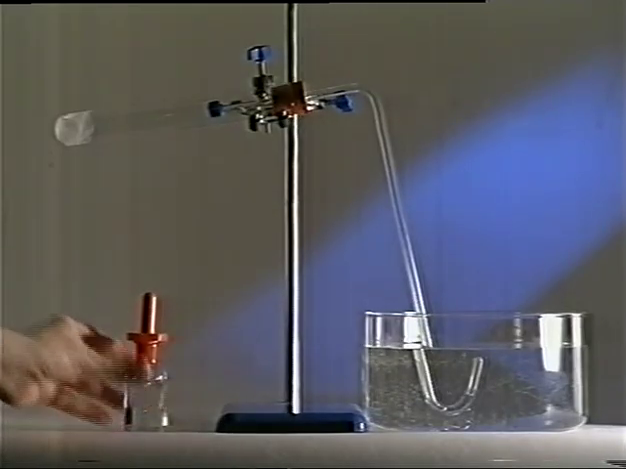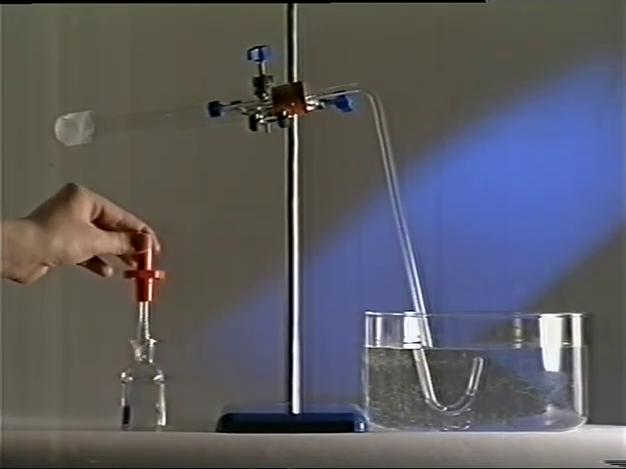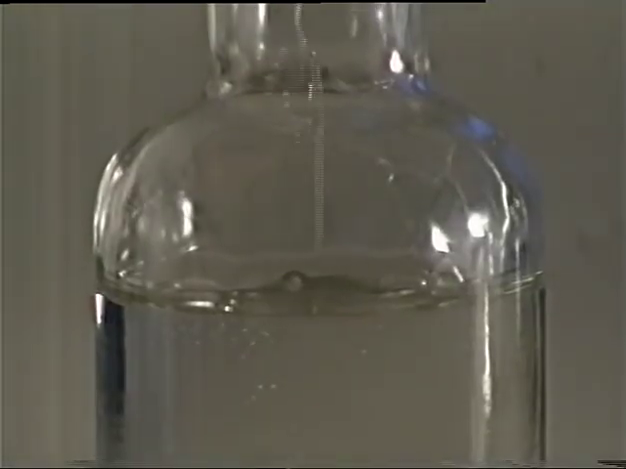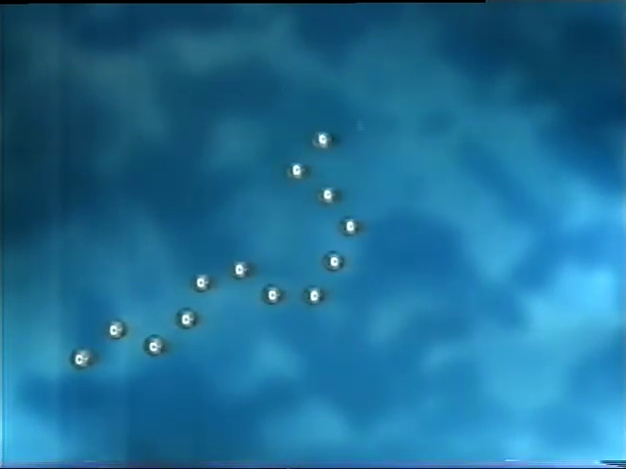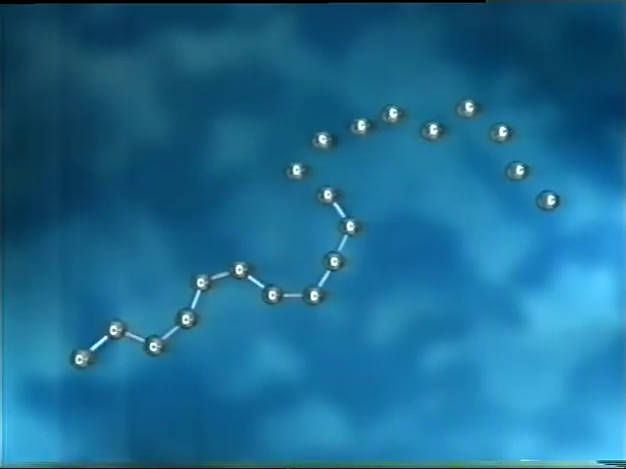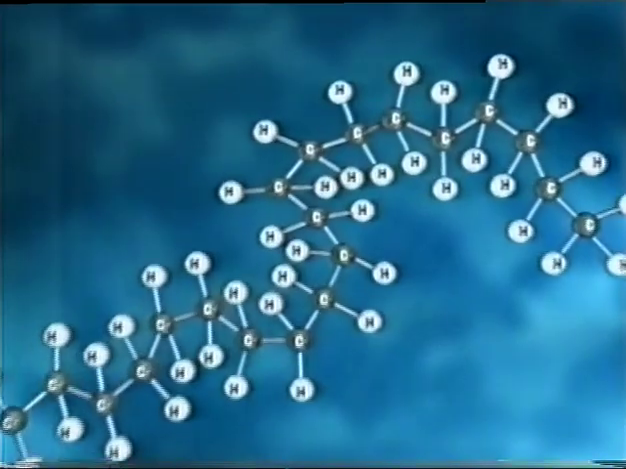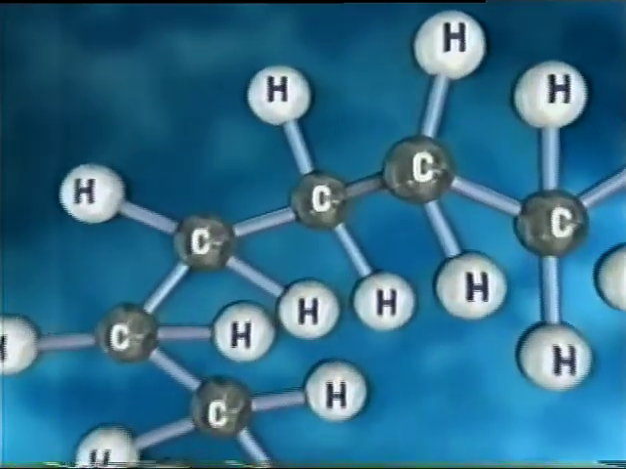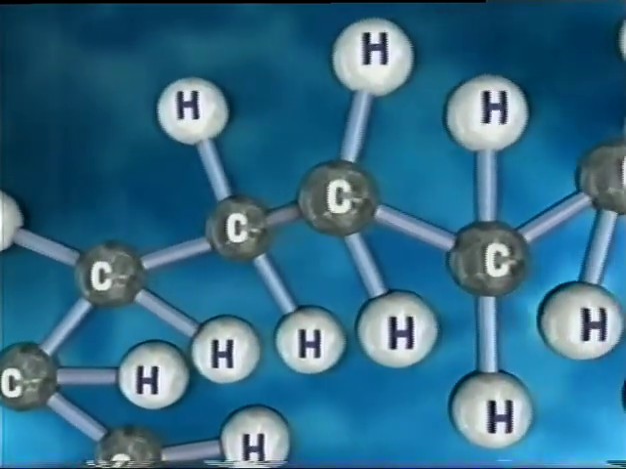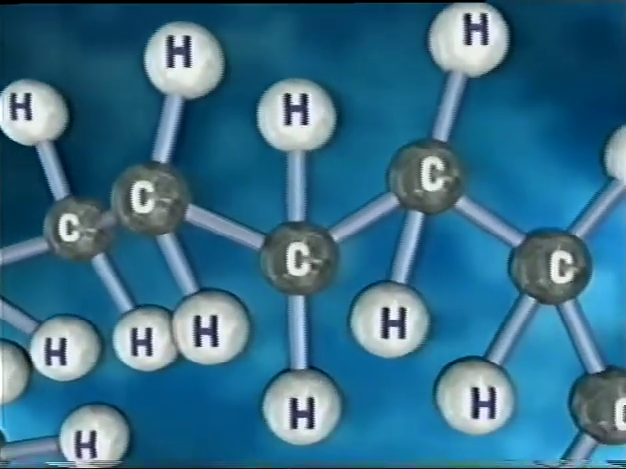This is liquid paraffin. It's just one of the chemicals refined from oil. Paraffin molecules are chains of 20 or more carbon atoms, joined together by single bonds. Hydrogen atoms are attached to each carbon atom. Molecules like this are known as alkanes. All the carbons are joined by single bonds.